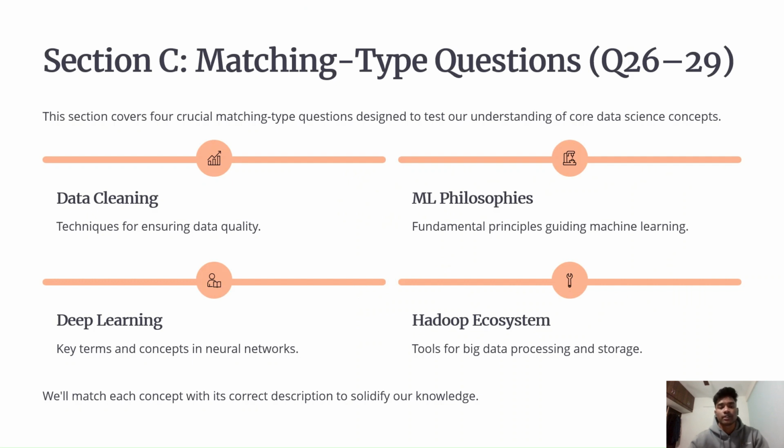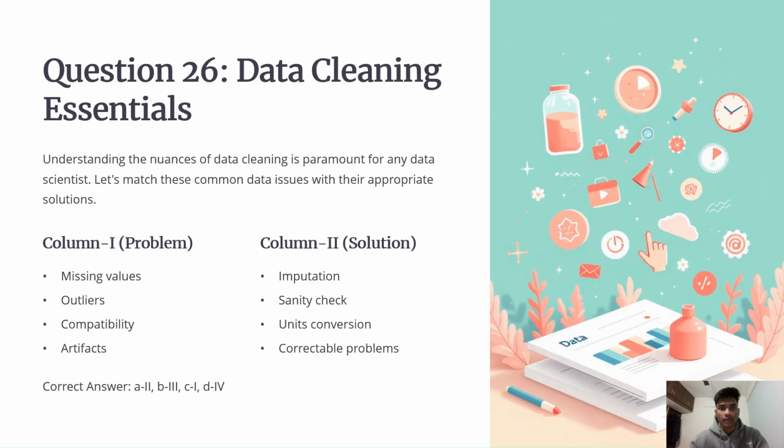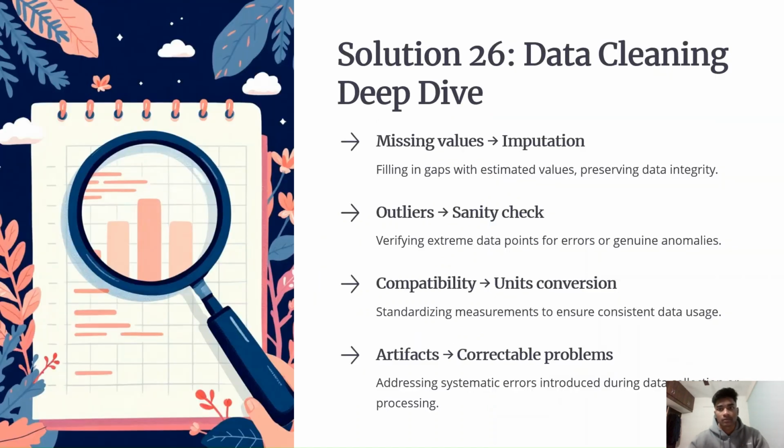So let's begin with question number 26 about data cleaning essentials. Question number 26 deals with common data issues and their solutions. The correct matching order is A is to 2, B is to 3, C is to 1, and D is to 4. Here's the simple breakdown of our question. Missing values corresponds to imputation. We fill in the missing entries using estimated values so that the data set stays usable.